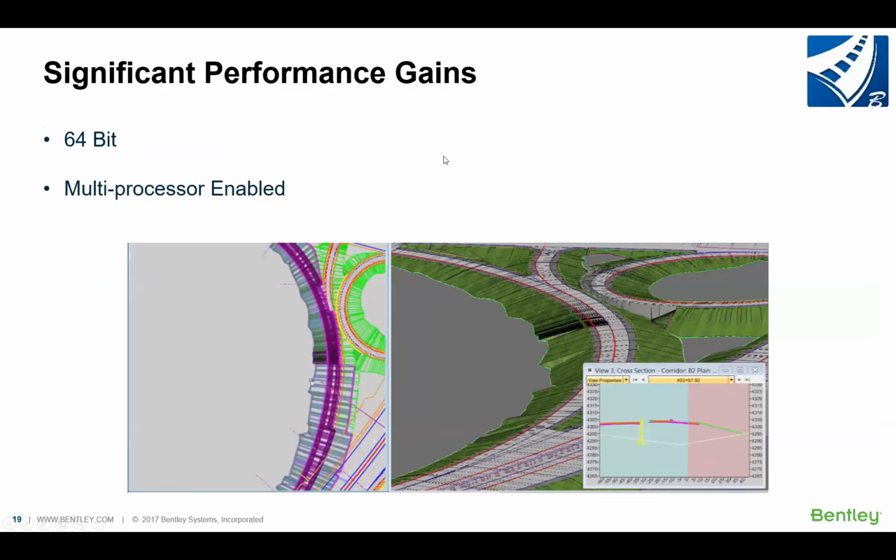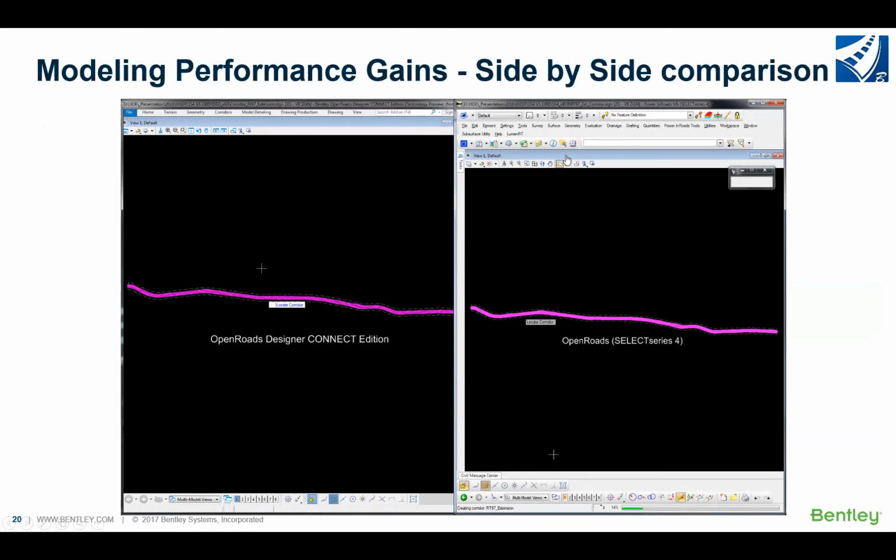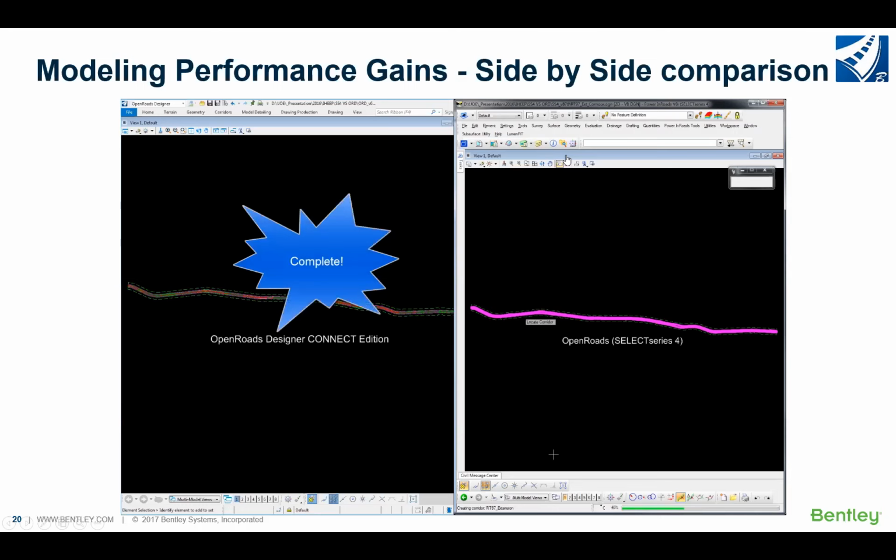Some other things about OpenRoads that are just better than SS4 is that it's 64-bit and it's multiprocessor enabled, so you get a lot of performance gains. We'll see a video of them side by side, just updating a corridor. You can see their processing. Where this one's at like 60%, SS4 is only at like 11. So OpenRoads Designer is done and SS4 is still processing. So that's a good thing moving forward. It takes a lot less time to process than SS4.